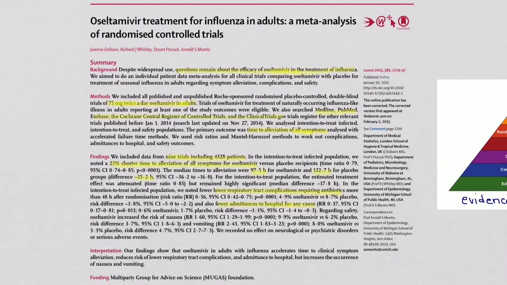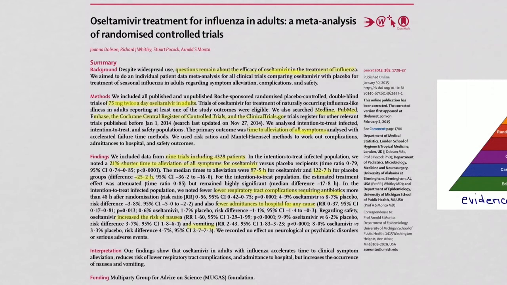With regard to safety, they found that there was an increase in risk of nausea among the Tamiflu patients, nausea and vomiting as well. Okay, but then there was no effect on neurological or psychiatric disorders. So you're going to be learning how to interpret all these numbers over the course of the next few months. But for now, this gives you a sense of how you can skim an abstract to get an overall sense of what the trial showed.